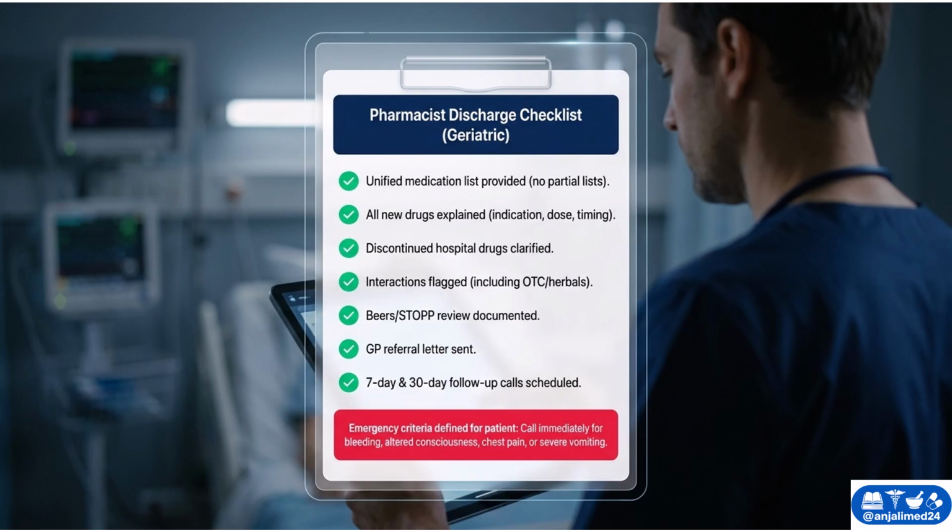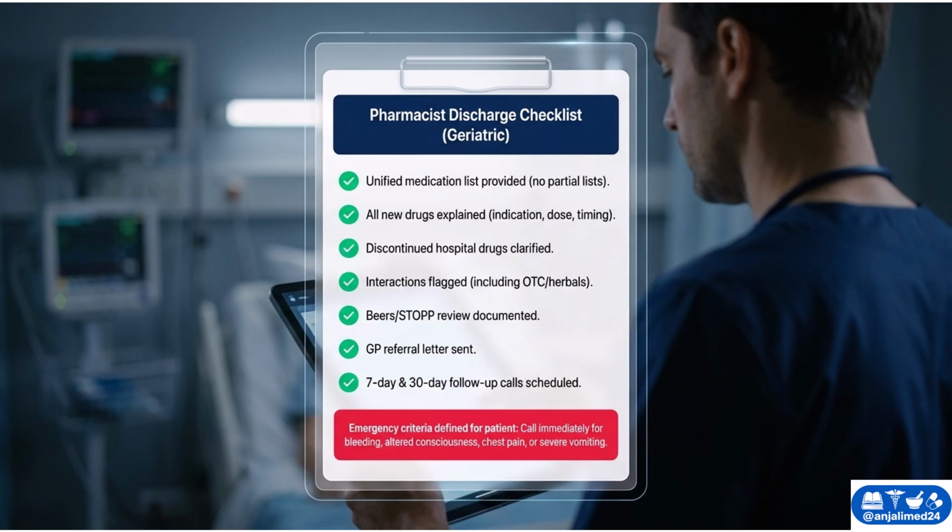Third one. So, all the discontinued hospital medications must be clarified. Temporary in-hospital medications such as injectables, anticoagulants, IV antibiotics, or perioperative analgesics should not be continued unintentionally after discharge. Equally important, chronic medications that were held temporarily must either be restarted appropriately or documented clearly if discontinued.